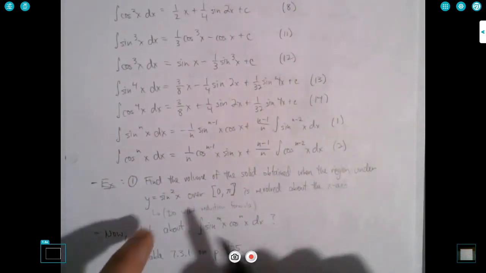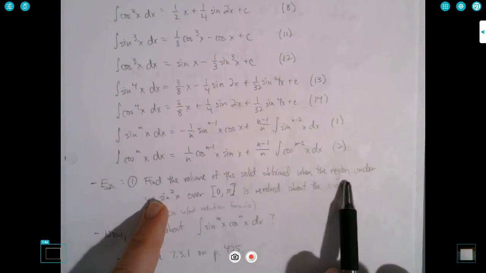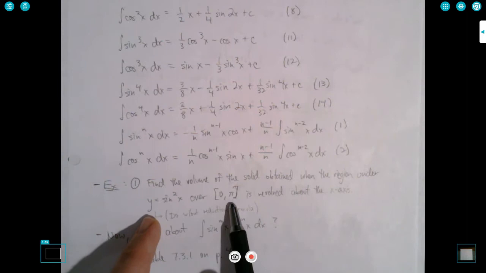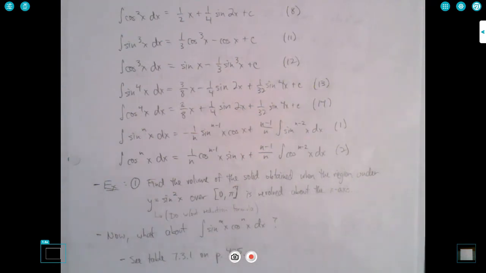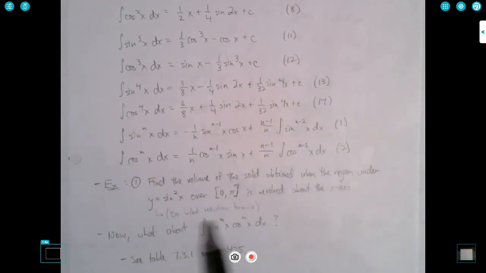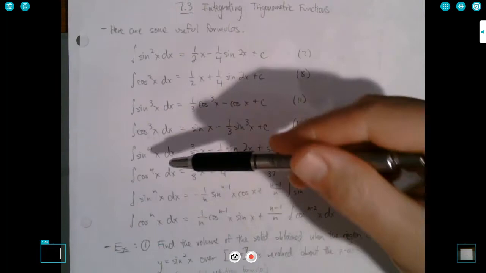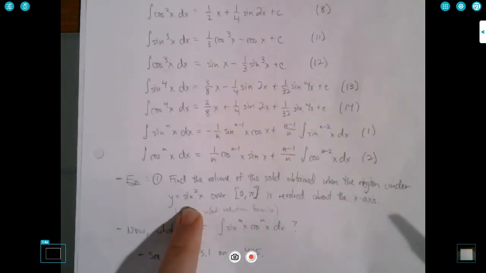So this first one says, find the volume of the solid obtained when the region under y equals sine squared x over 0 to pi is revolved about the x-axis. And I wrote a note to myself, do this without the reduction formula. So I'm going to do it without using this formula right here, which you'll see why we would need to. But so let's do this. y equals sine squared x, 0 to pi.